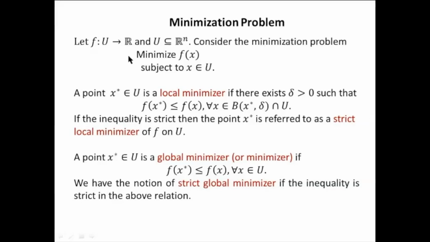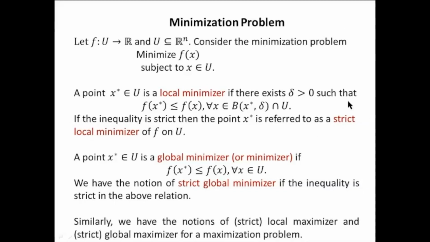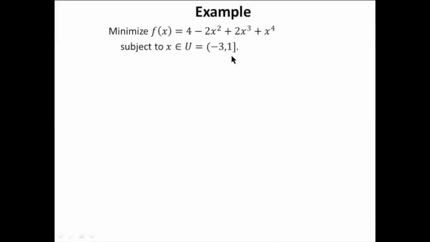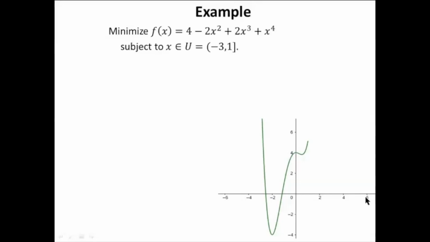If instead of the minimization problem you have a maximization problem, then we can similarly define the notions of local maximizer, strict local maximizer, global maximizer, and strict global maximizer. So let me first illustrate this with the help of an example. Let me consider a function f, which is a polynomial of degree 4, and suppose we have to minimize this function on a set U, which is a semi-open interval, open at -3 and closed at 1. If you plot this graph, it looks something like this.